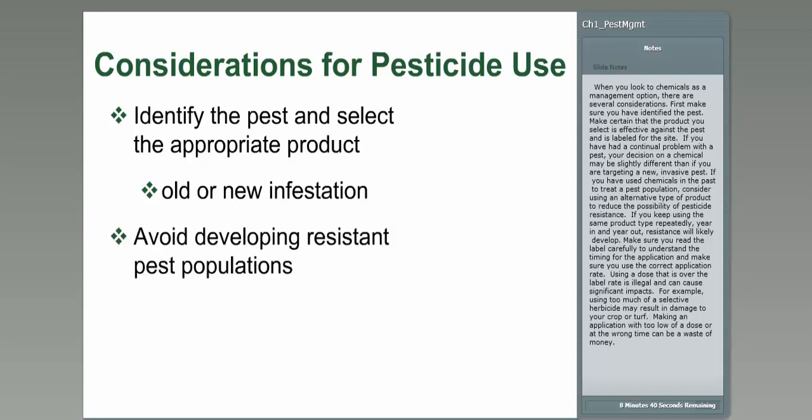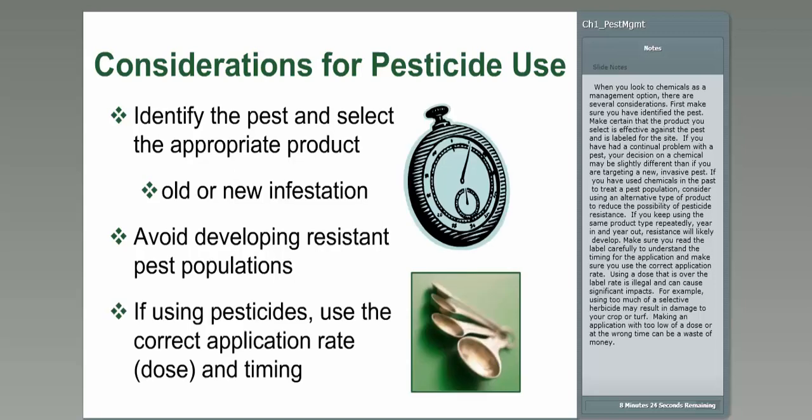If you keep using the same product type repeatedly year in and year out, resistance will likely develop. Make sure you read the label carefully to understand the timing for the application, and make sure you use the correct application rate. Using a dose that is over the label rate is illegal and can cause significant impacts. For example, using too much of a selective herbicide may result in damage to your crop or turf. Making an application with too low of a dose or at the wrong time can be a waste of money.